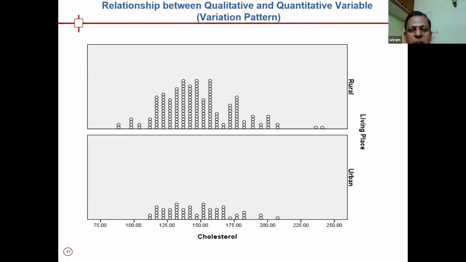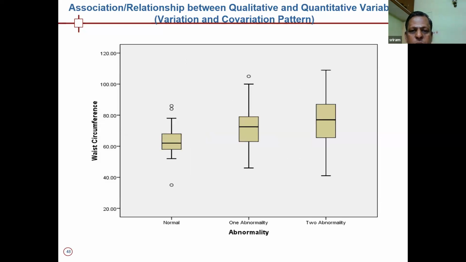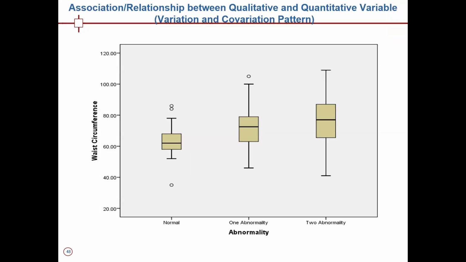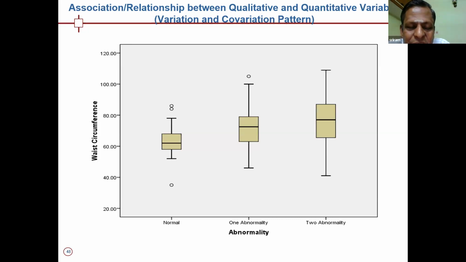And this dot plot is not widely used. Here the qualitative variable is abnormality, and the other is waist circumference. Here you see a pattern. What pattern are you seeing here? Increasing. The abnormality has an impact on waist circumference. If the abnormality is increasing, the average waist circumference also increases. So there is a difference in the average waist circumference between the three abnormality groups. So visually it is very clear.